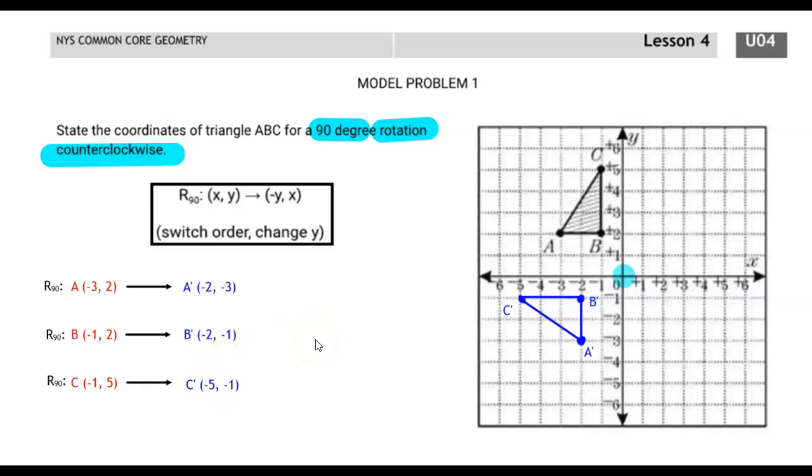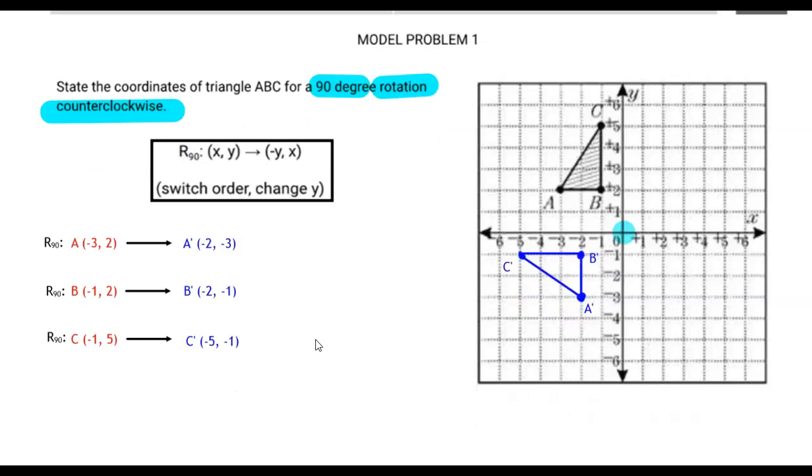One major question that sometimes students ask is, are we ever going to use different rules on the same shape? Like, am I going to transform one of the points by rotating it by 90 and one of the points by rotating it by 180? The answer is no. Whenever we're applying a transformation to a shape, we're going to apply the same exact transformation to all of the points of that shape.